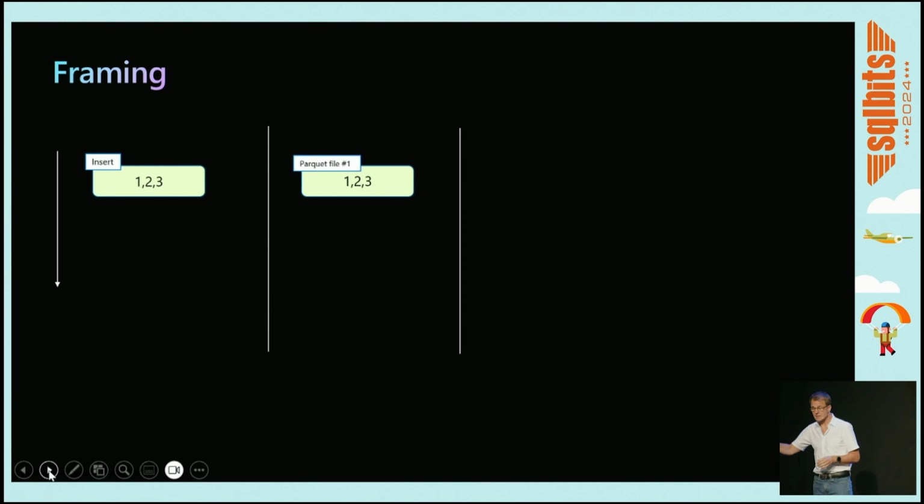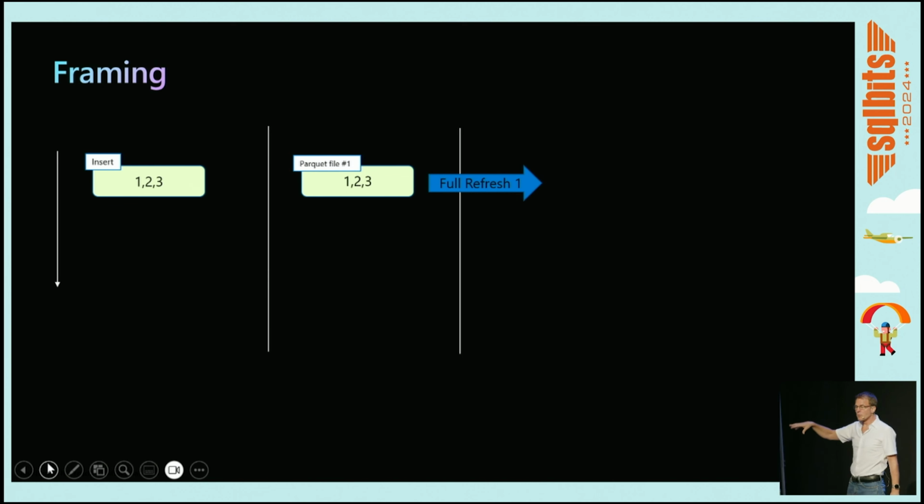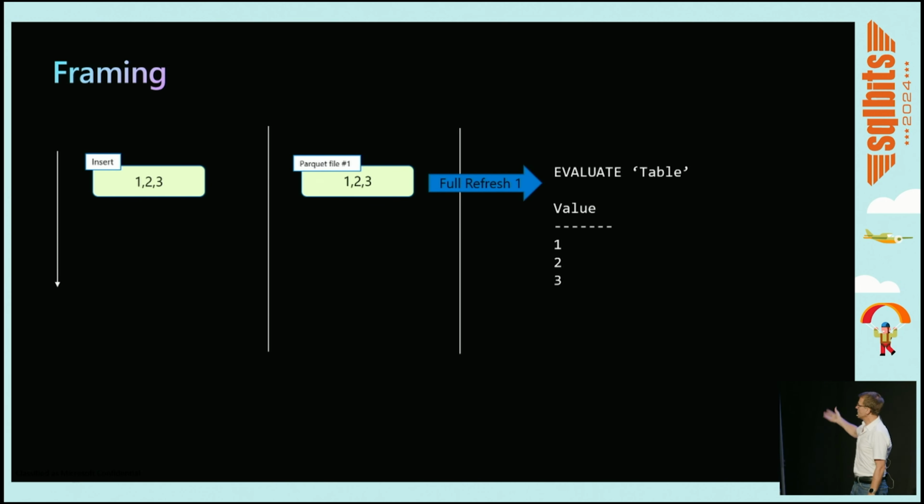So let's just pretend I have an empty table in my lakehouse and I insert just 3 rows of data, 1, 2, 3. What that does is it creates the initial Parquet file with that information inside it. When I perform a full refresh on my semantic model, it's instant. All it does is evict any data that might be there. Then if someone comes along and queries my table, they'll see these results. They'll see 1, 2, 3.